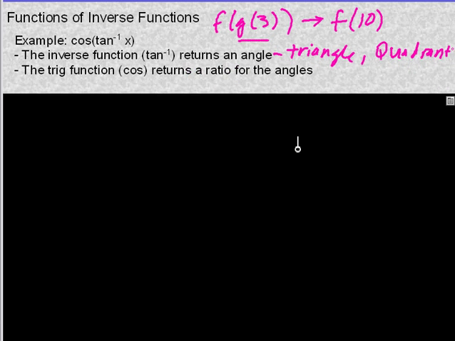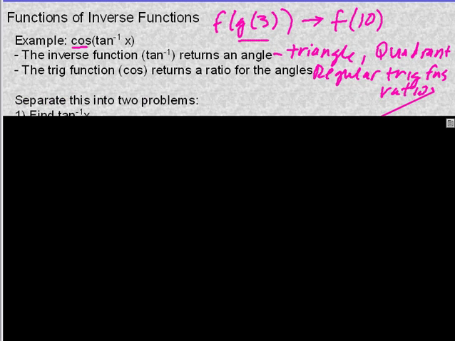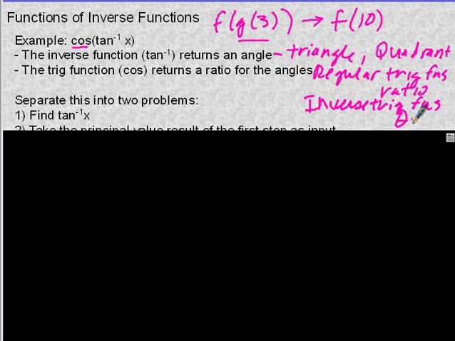And remember, with these double trig functions, you're going to want to check the answer that you get with the type of function. So we're working from the inside out. If you look at the outside function, remember regular trig functions return ratios. Inverse trig functions return angles. So on this one, you're looking at the outermost function. We should get a ratio at the end. If we don't, then we have not completed this properly.